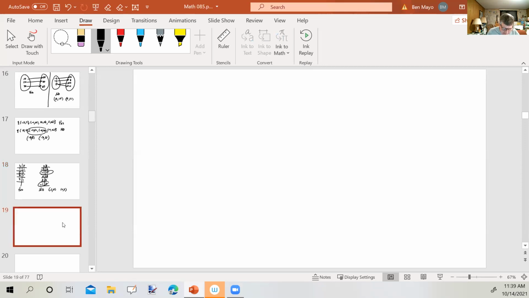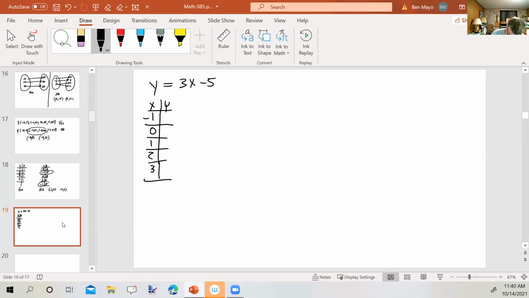All right. Now, let's say we had the following equation. y = 3x - 5. And we're going to make a table of values, okay? And let's see, we'll go -1, 0, 1, 2, and 3, okay? So how would we complete this table?